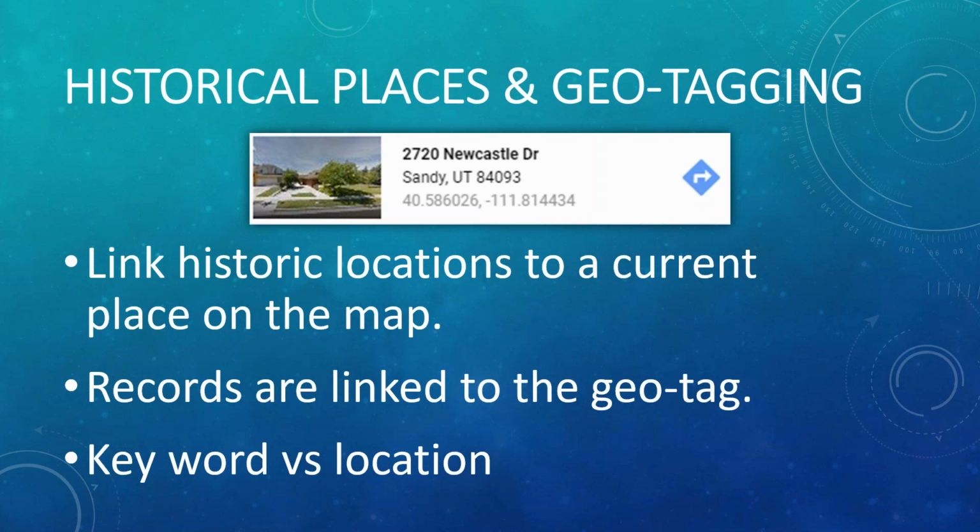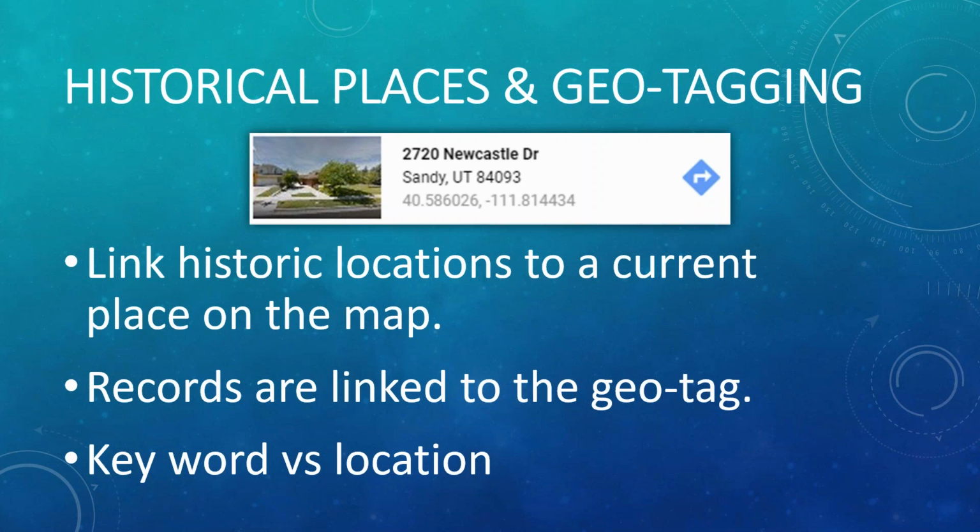So it links the historic locations to a current place on the map, and the records are linked to the geotags. So if I'm looking for records in Cornwall, England, by putting it in there as Cornwall, England, maybe I'm looking at a place called Towednack, but it's actually going to start looking all over Cornwall, not just in that one place, because it understands that it's a place. If I don't have it standardized, or if there is no standard, then it's relying on a keyword versus location. At least I know that's how it works in Ancestry. I'm not sure, but I assume that probably is the same thing.